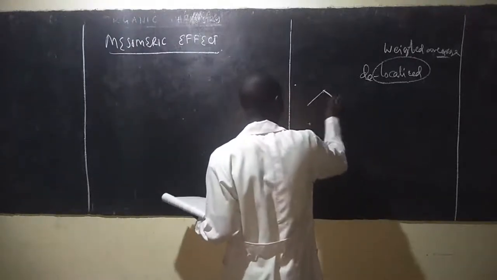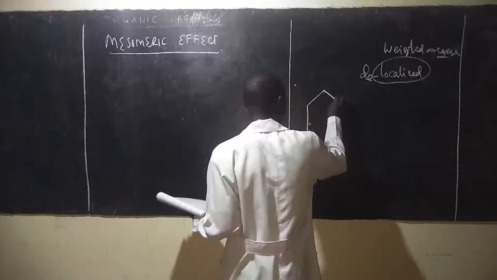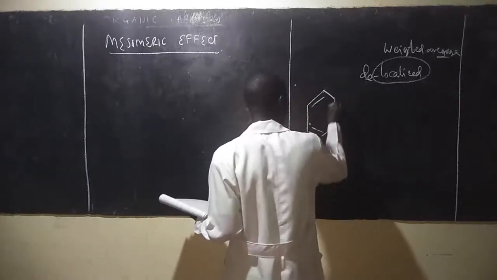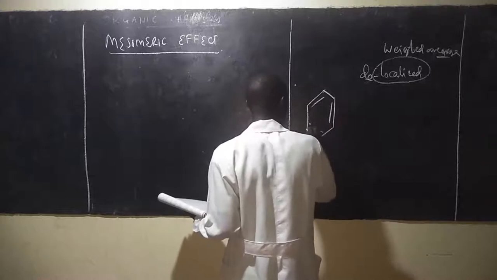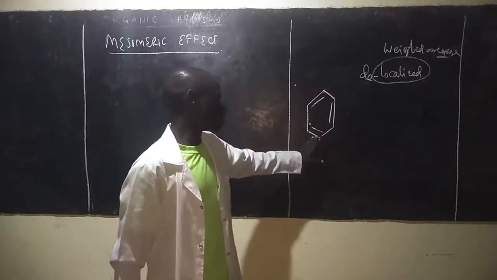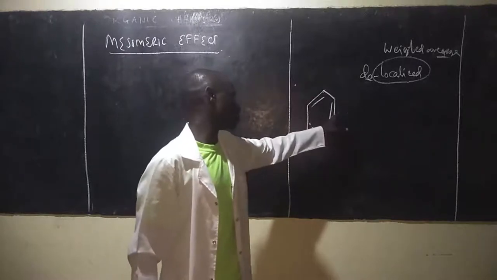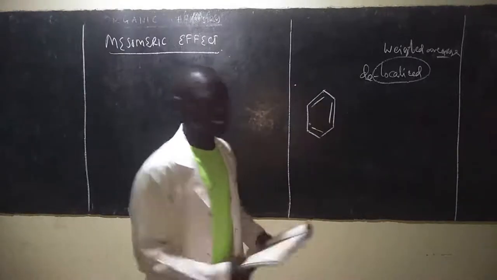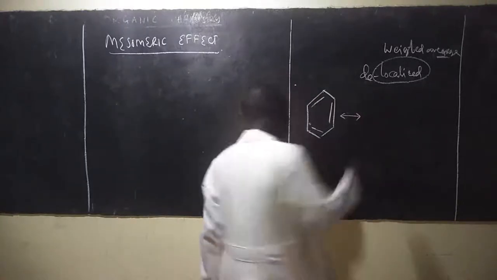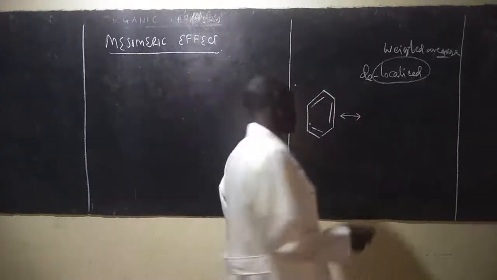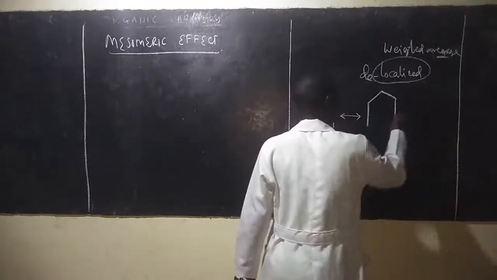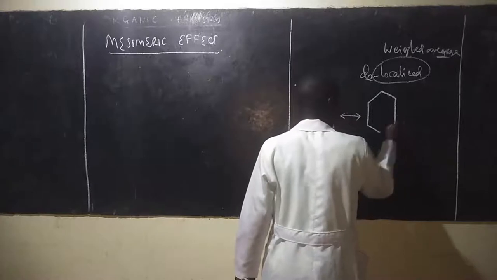Benzene can be presented as either this way. Now if you see, we have two double bonds alternating. Hapa tuna double bond, then hapa tuna, hapa tuna. Lakini, we can also write this benzene as another structure. Tunataka kuchora the structure of benzene.